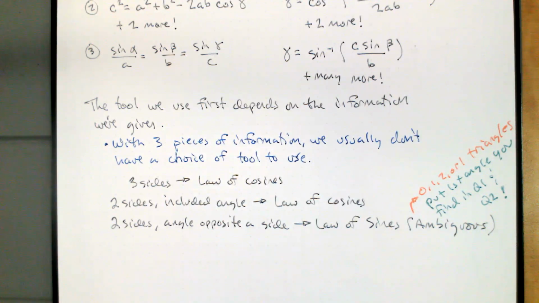So the most important thing is to recognize when something is the ambiguous case. You'll know it because you're using the law of sines first, and you're looking for an angle. You don't have to memorize all the different combinations. If you're using the law of sines first and you're looking for an angle, that's the ambiguous case.